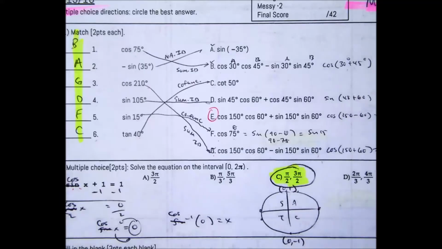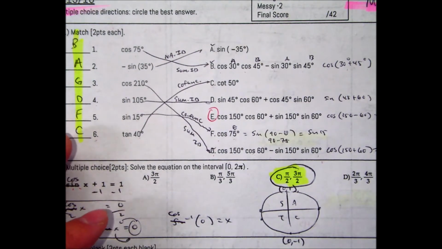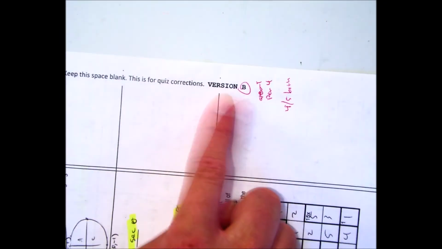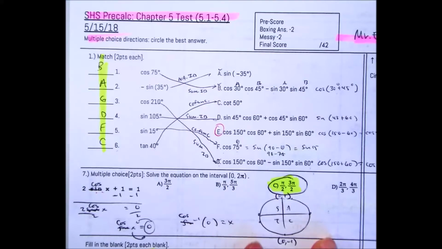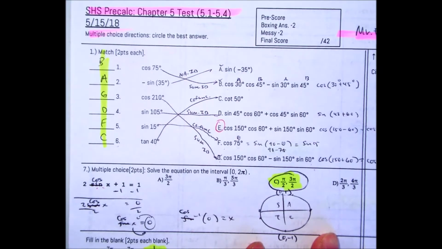Alright, let's go over version B. You know that you'll have version B if you take your paper and turn it sideways, and there on the side it says version B. If you have version A, you'll see actually a lot of the answers are similar, not all of them, but some.